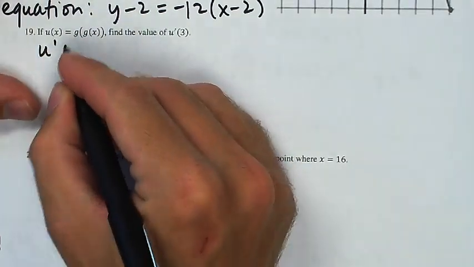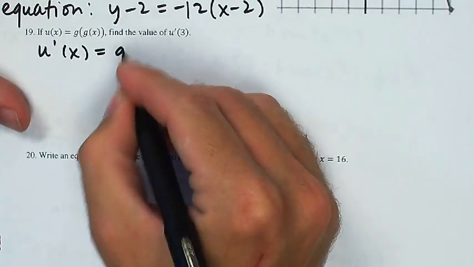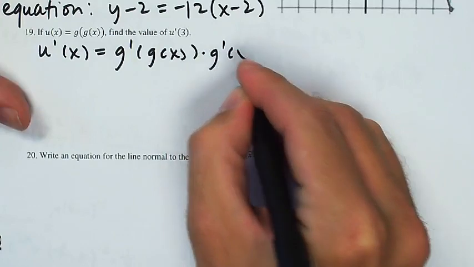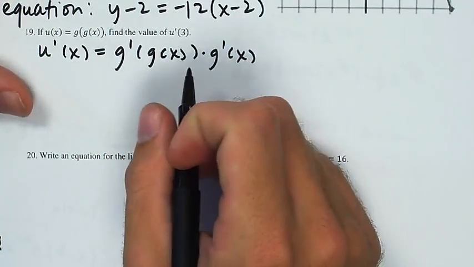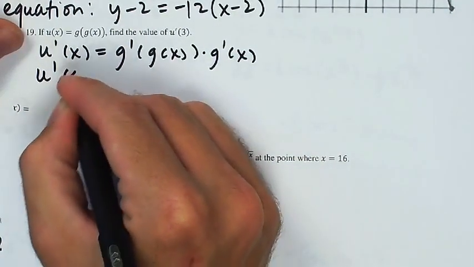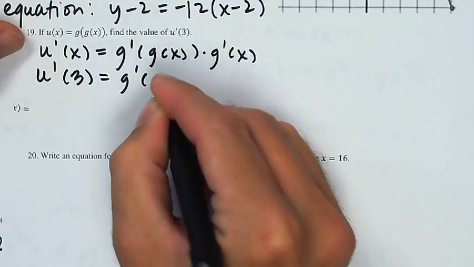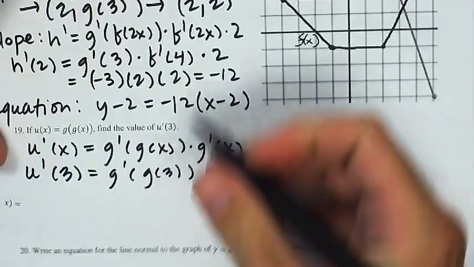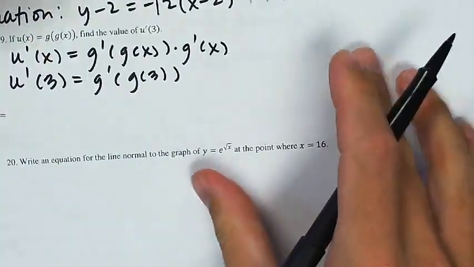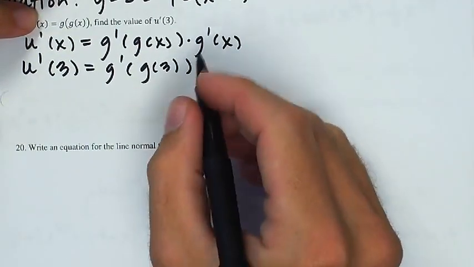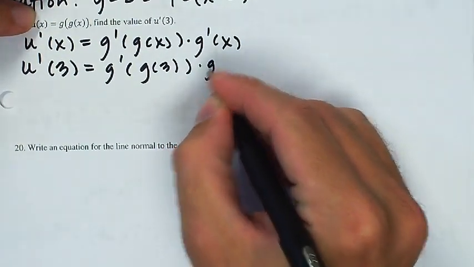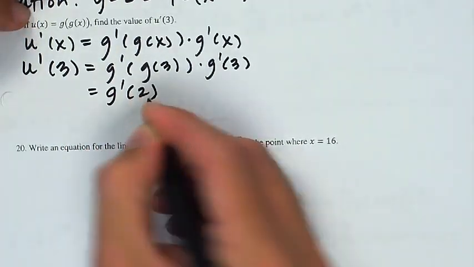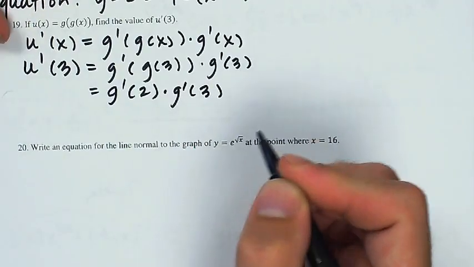So u prime of x is equal to take the derivative of the outside while leaving the inside the same, then multiply by the derivative of the inside. All right, so u prime of 3 is equal to g prime of g of 3, which I think we saw up above was 2. Yeah, right, g of 3 equaled 2, and yeah, that is true. Times g prime of 3. So it's g prime of 2 times g prime of 3.